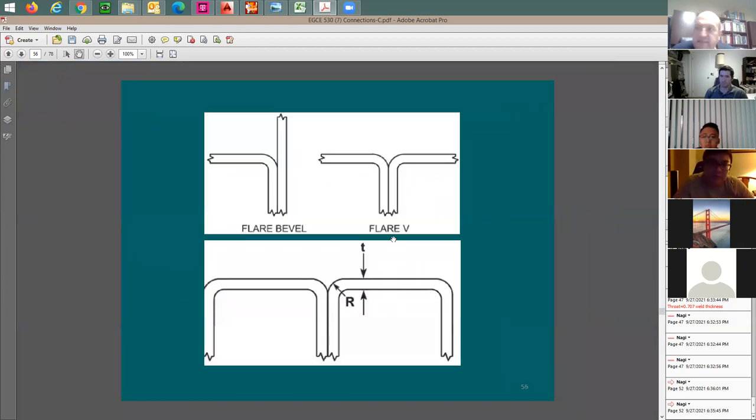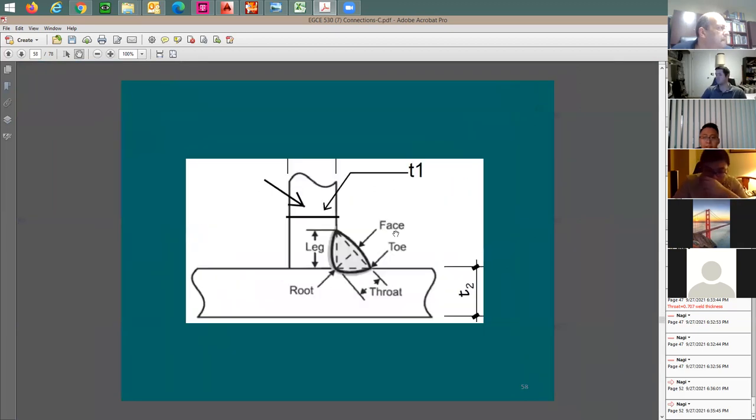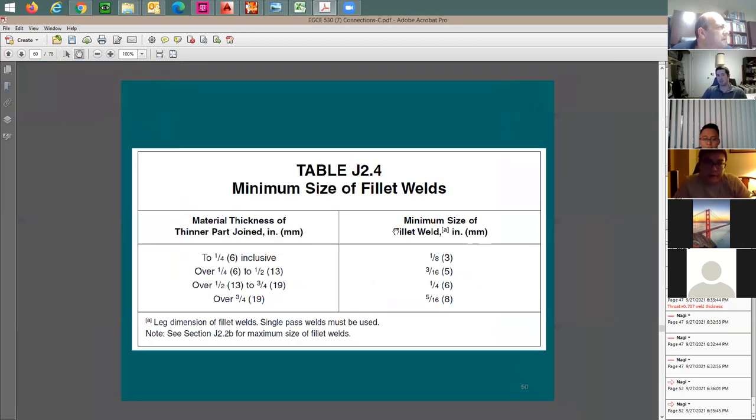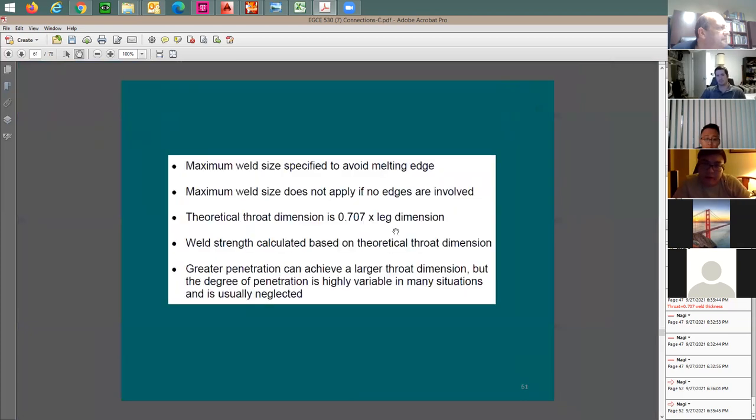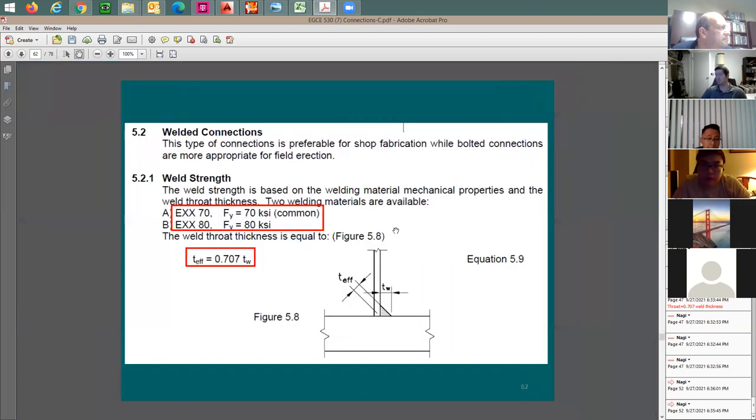I'd like to get to the analysis because we are running out of time. Let me get to this: strength of the weld in shear. How is this done?